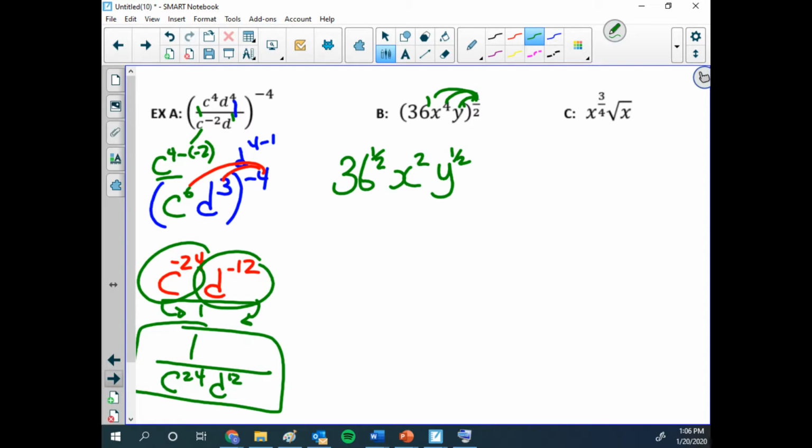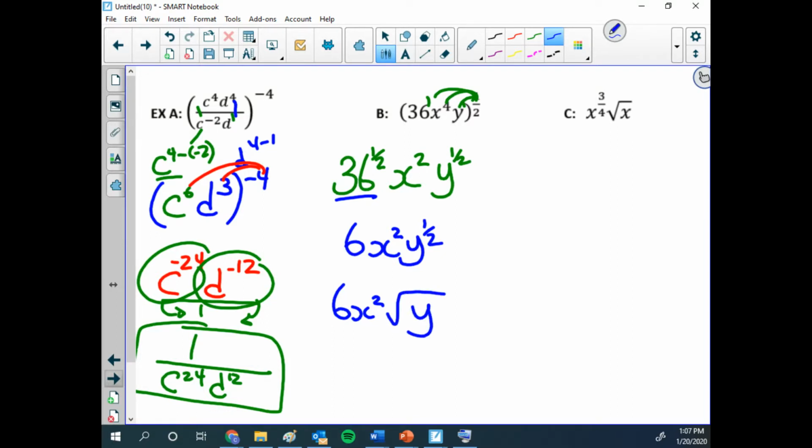Sorry? Good question. 36 to the power of 1/2 can be solved, right? Another way to write that is that could all just be square rooted. So 36 to the power of 1/2 is just 6 x squared y to the 1/2. So I might see my final answer like that. The other way I might see my final answer is 6x squared y, or sorry, x squared square root of y.